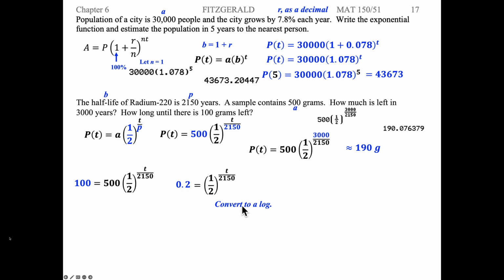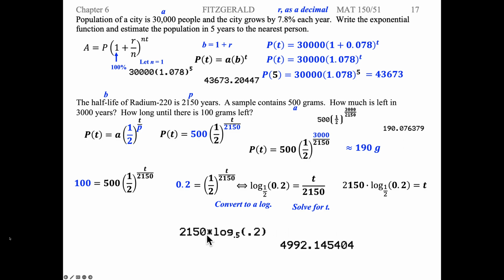So we need to convert this to a log. Log base 1/2 of 0.2 is equal to our exponent, t over 2,150. So to solve for t, multiply the 2,150 over to our log, and now it's ready for the calculator. So 2,150 times log base 0.5. This is under the math button. Go scroll down until you see log base, and you'll get a text box in these two locations. Just enter the numbers.